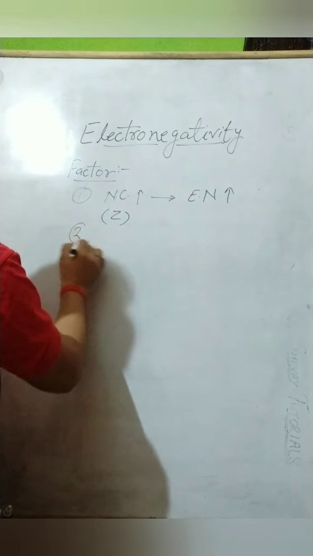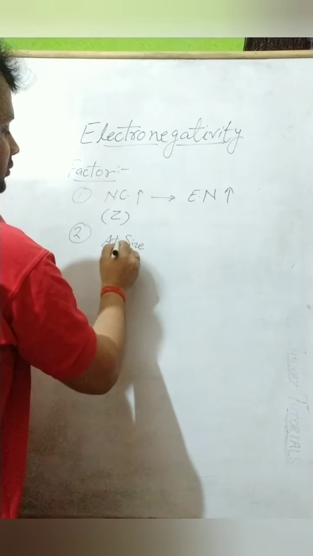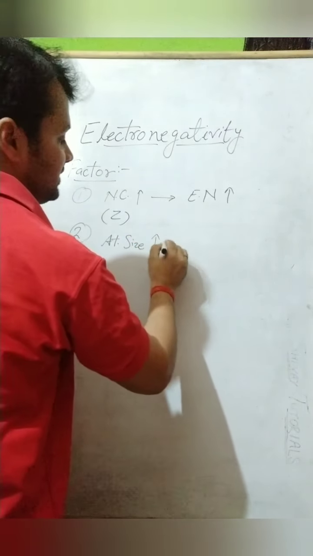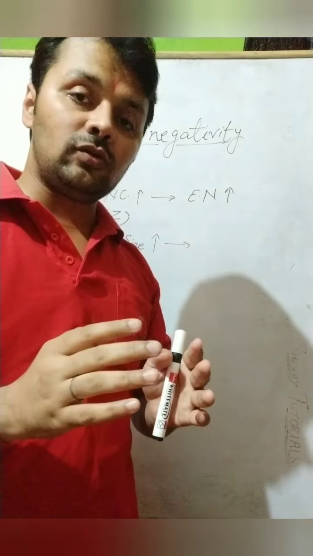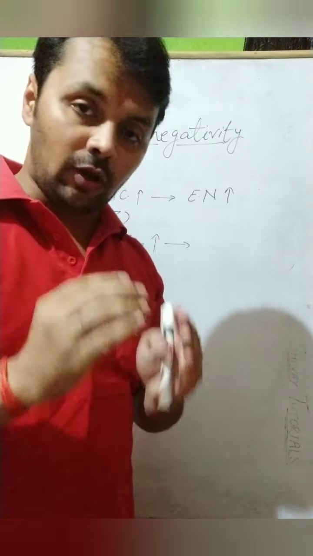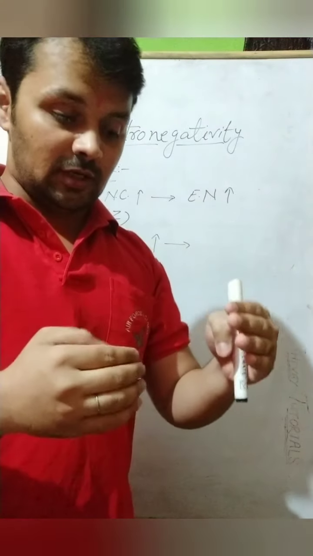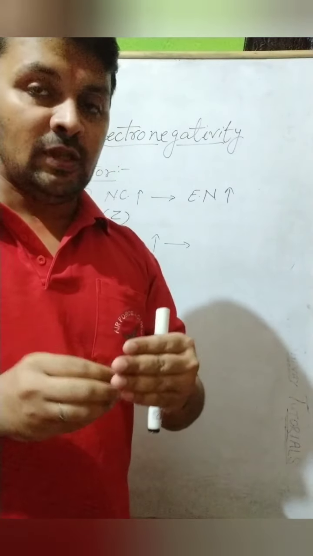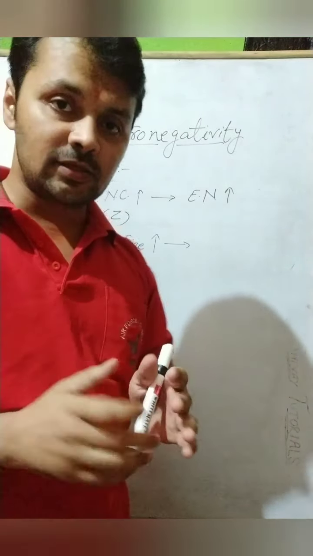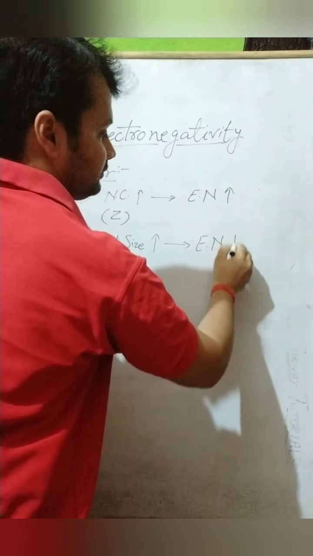The second trend would be, as always, atomic size. So when the atomic size is the dominating factor over other factors, then when atomic size increases, the nucleus which is attracting the valence electron would be far away. So the attraction force would be less. So electronegativity will also decrease, right?